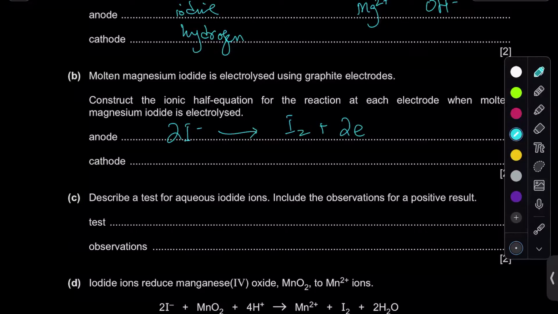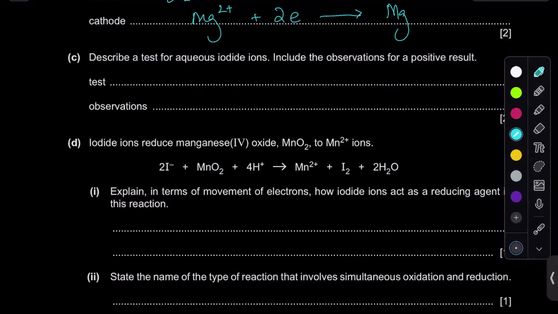At the cathode we have magnesium. So magnesium ions are going to gain 2 electrons to become magnesium. And that's what we write. The melting point of magnesium is pretty low. So this might be liquid or solid depending on what the temperature is there. But we don't have the data, so we don't need to put state symbols anyway.